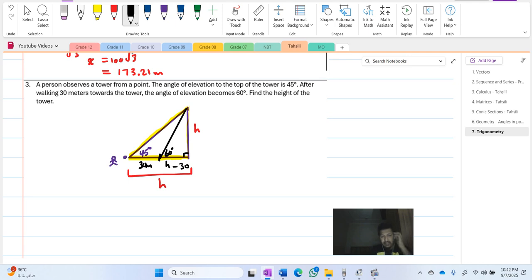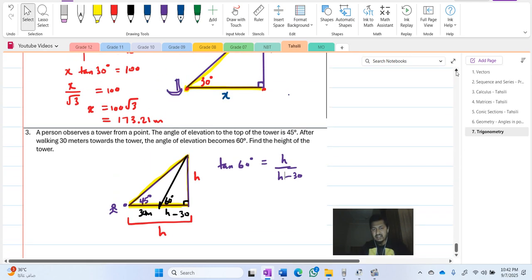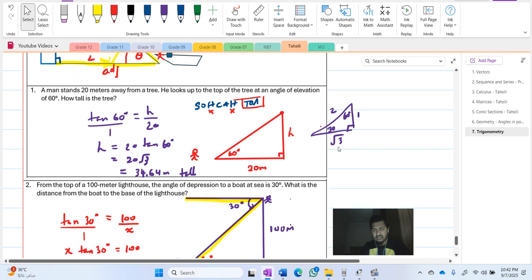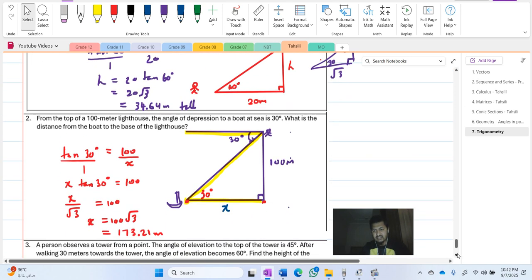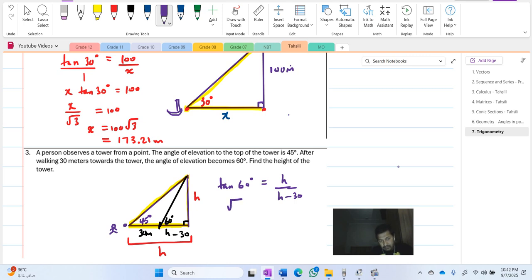Now you've got h minus 30 and h, so you've got opposite and adjacent, and you use tan again. So tan 60 is equal to h over h minus 30. And what is tan of 60? We drew this triangle: tan 60 is root 3 over 1, so tan 60 is root 3. So we have root 3 equal to h over h minus 30.